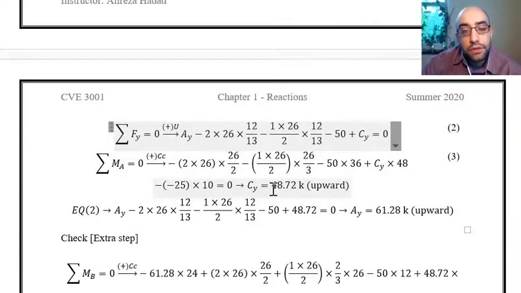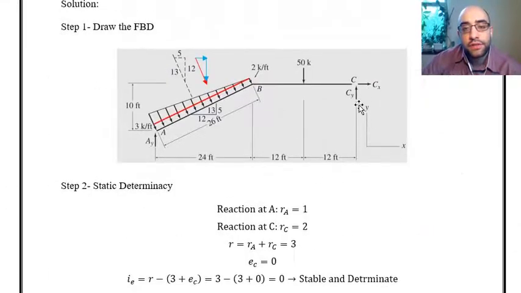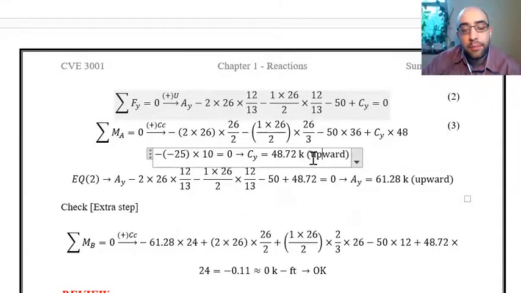That is over here. So vertical reaction at point C will be 48.72 kip upward. Based on this equation, summation of moments, you can see that the only unknown was Cy, and I could simply calculate it. And since I got a positive value, it means that the direction of Cy that I assumed as upward in the vertical direction is right, and the force is really upward. I mentioned it in the parenthesis over here.